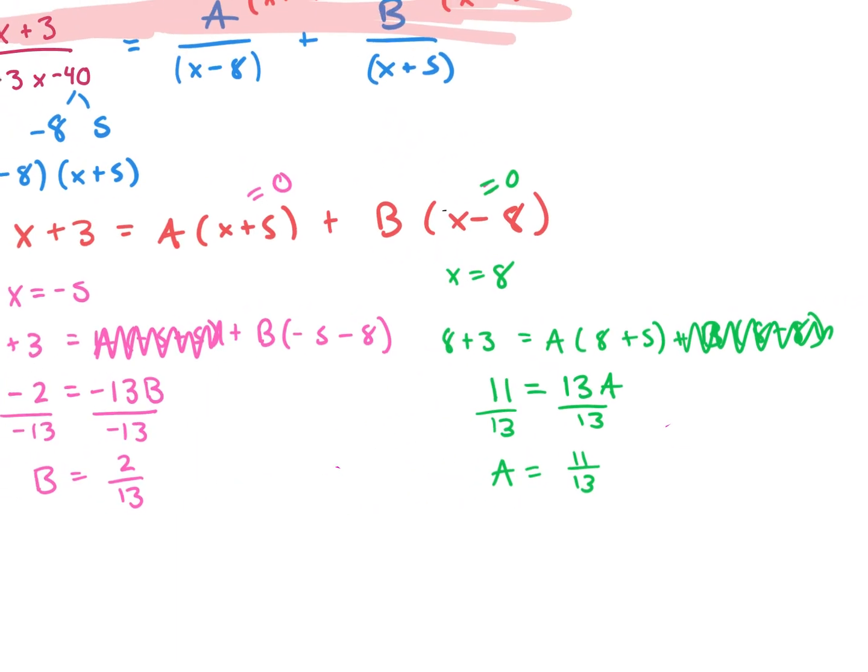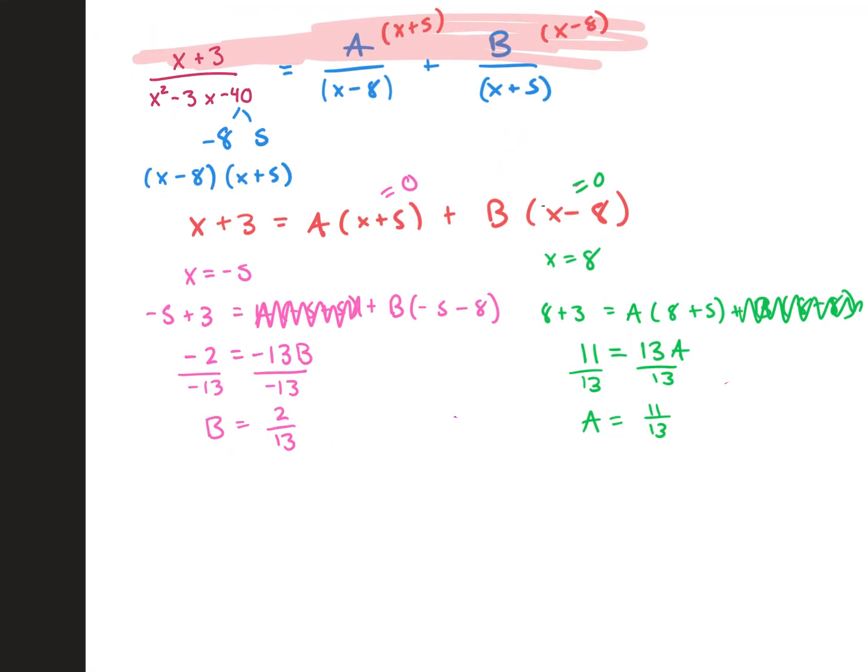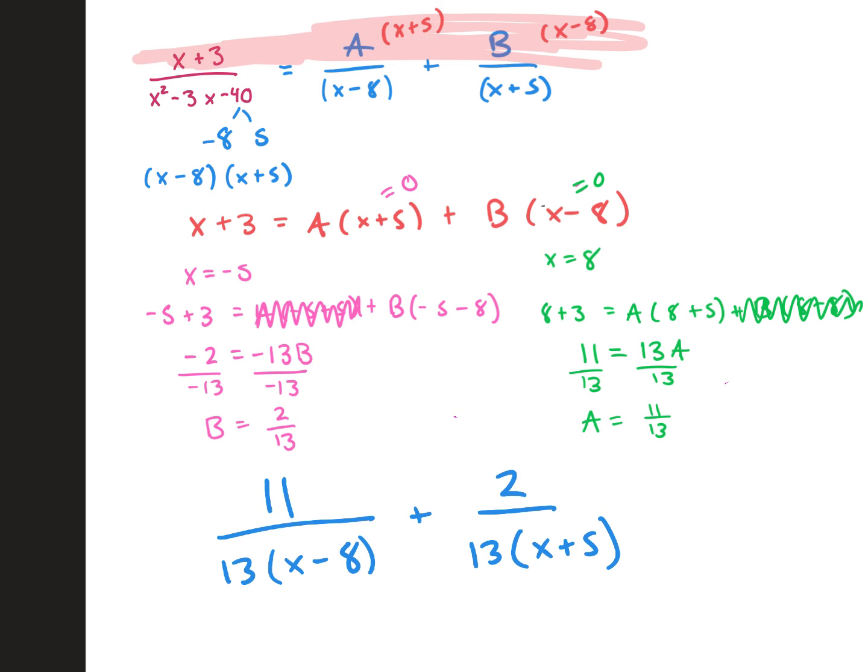I'm glad we did this one because it's fractions. So when we have fractions in our answer, we write it similarly, but the numerator stays on top, the denominator of our fraction goes on the bottom with the binomial that's already on the bottom. So a is 11 over 13, so this will be 11 over 13 times x minus 8. And then b is 2 over 13, so plus 2 over 13 times x plus 5. That's our answer.